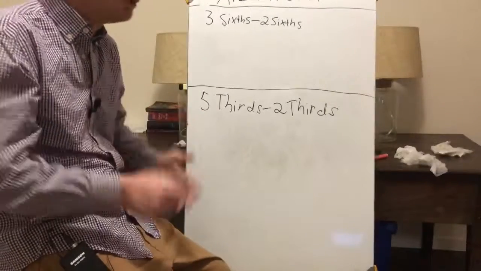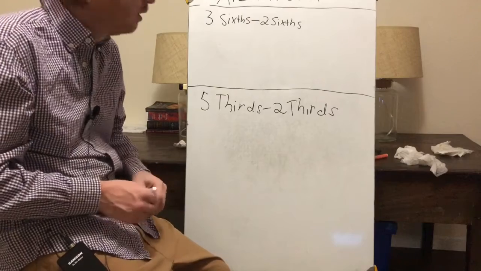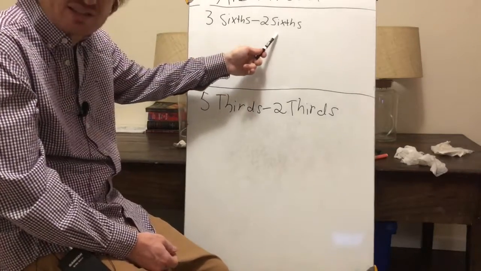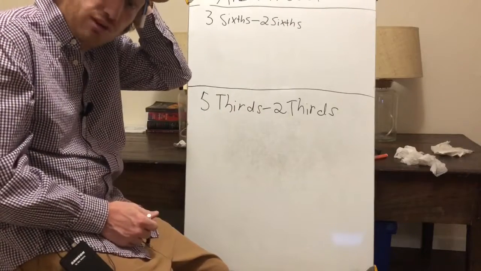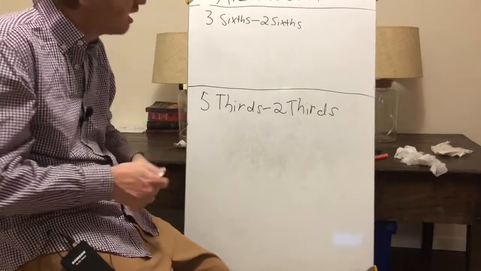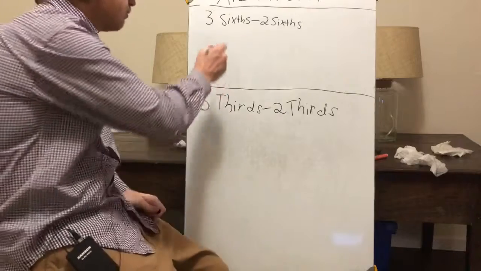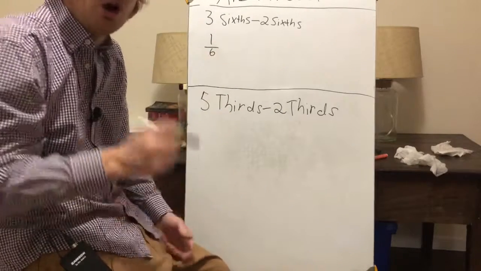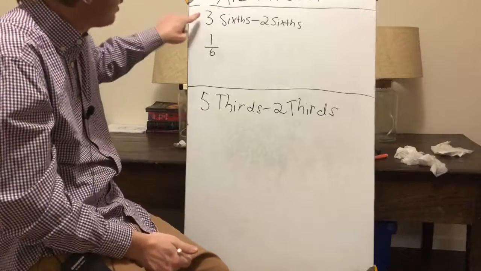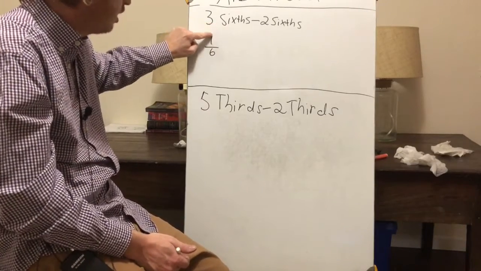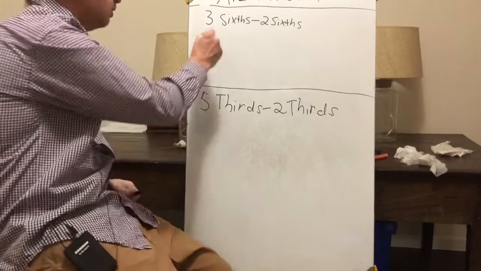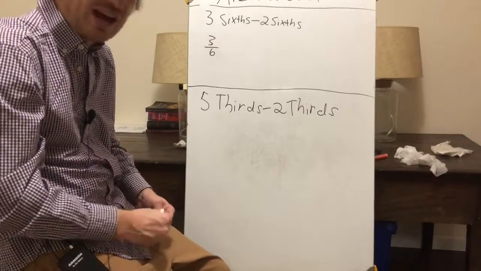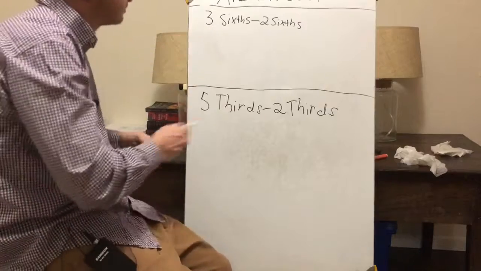So the first thing we're going to do is the area model. Right here, we have 3/6 minus 2/6. It's going to be important that you know what a sixth is. And a sixth is 1/6. Once you know that, 3/6 will be 3 of those. So now we can draw our area model.